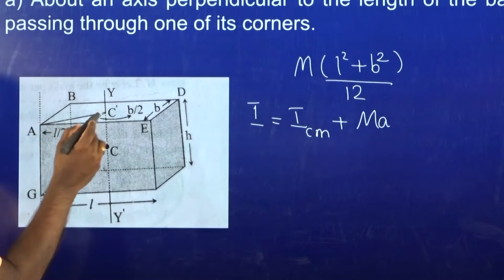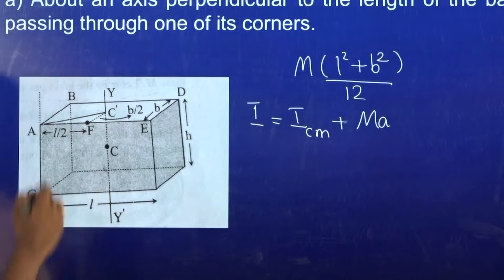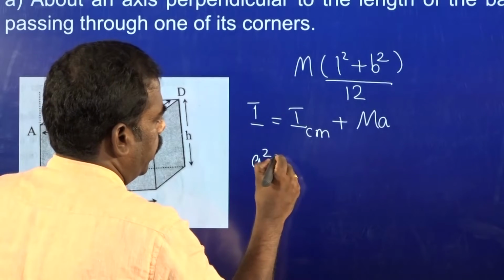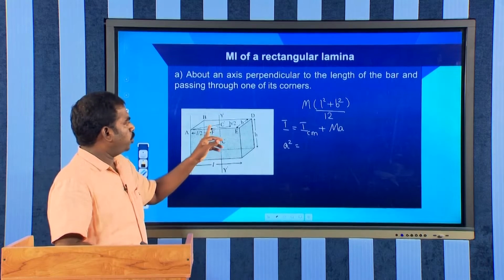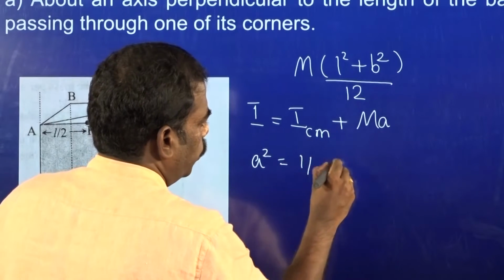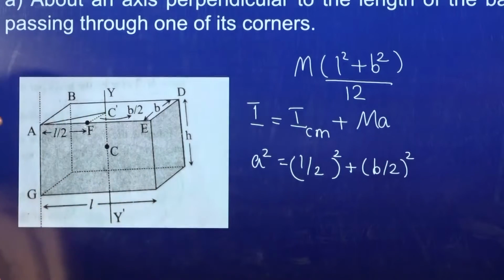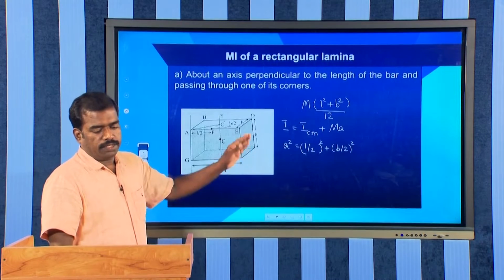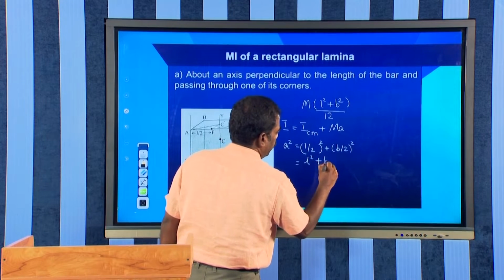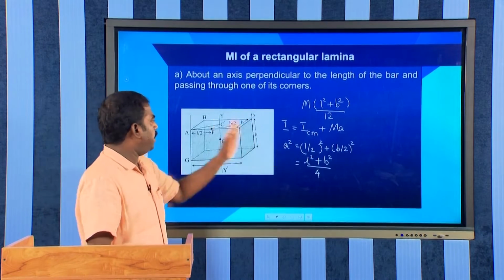You can imagine a right angle triangle here, and this is the hypotenuse. Here AF equals L by 2, and C dash F equals B by 2. So what is a square? a square equals (L by 2) the whole square plus (B by 2) the whole square. If you substitute, it is nothing but (L square plus B square) by 4. This is the distance between these two axes.